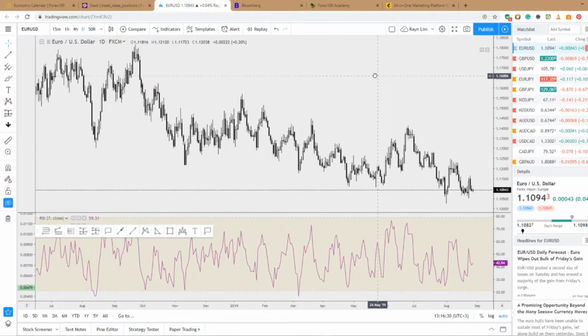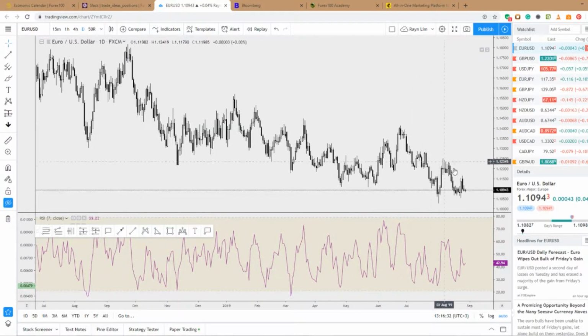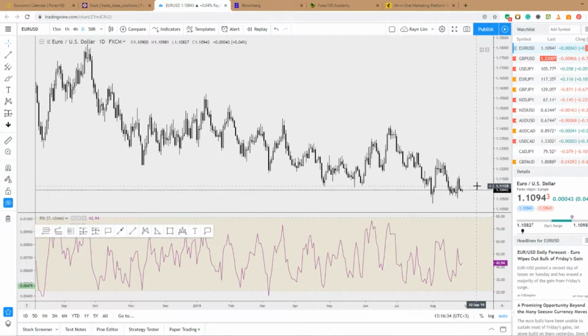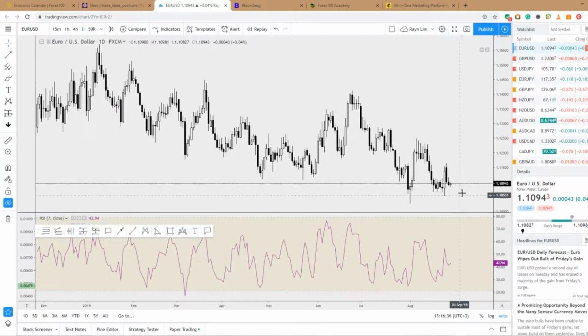Euro dollar on the daily chart, what you can see is a retest back into the support area. A retest back into the support area. So for counter trend traders, opportunity is coming again. If you're looking for a buying opportunity, right now it's more of a counter trend trade than a trend trade. That means the overall trend is still bearish, and if you're looking to buy, you're trading against the trend.